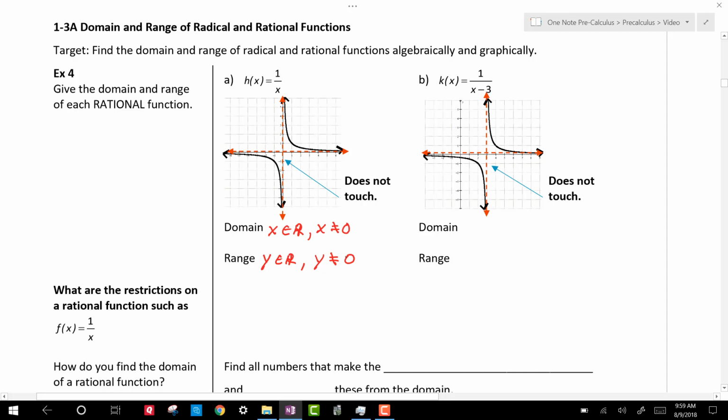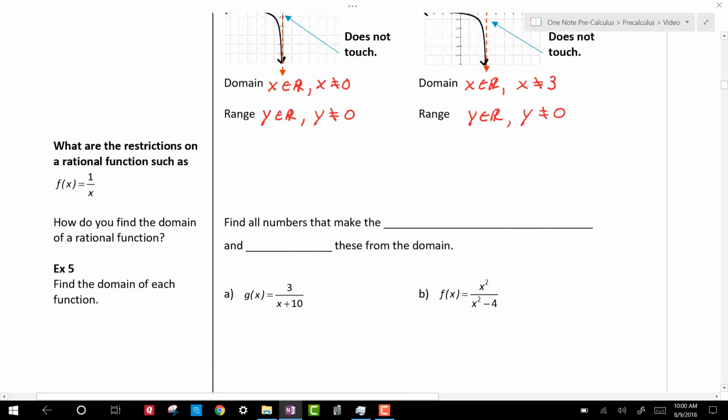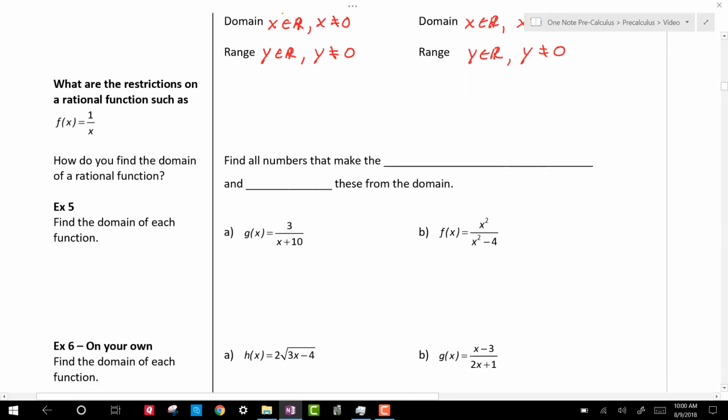The graph on the right looks almost the same as the one on the left, except it's just been shifted over 3 spots. So my domain, again, is x in the set of reals, but this time I don't get to touch positive 3, it looks like. My range, however, is exactly the same as the one on the left. Y in the set of reals, and in this case, y is not touching 0.